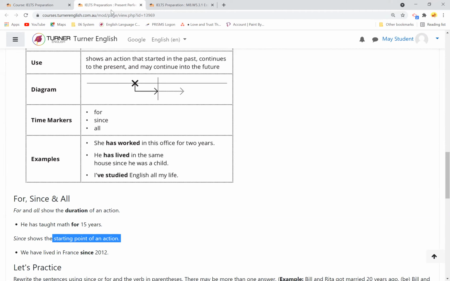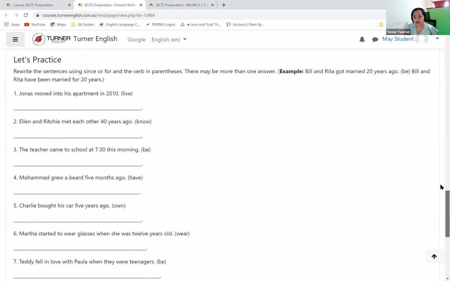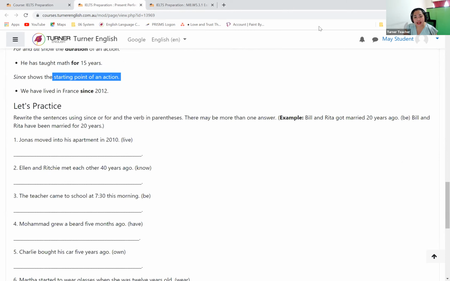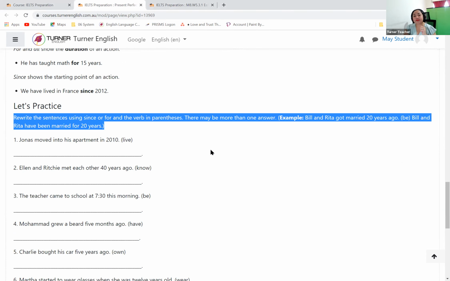Yes. Okay, beautiful. So what we're going to do now is have a little bit of practice just to make sure everybody's on the same page. Here I have some sentences ready for you. Can I ask Bhavik to read our instruction, please? Rewrite the sentences using since or for and the verb in the parentheses. There may be more than one answer. For example, A. Bill and Rita got married 20 years ago. B. Bill and Rita have been married for 20 years.